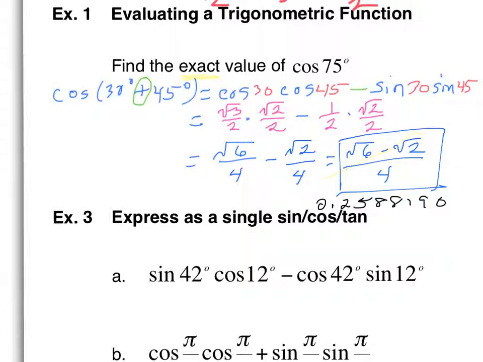If I'm going to punch cosine of 75 degrees into my calculator, if I'm putting degrees on my calculator, what do I want the mode of my calculator to be? In degrees. So if you have your calculator, go ahead and check your mode, make sure it's in degrees, and then just punch in cosine of 75. Guess what it turns out to be? The same exact value. So test it.